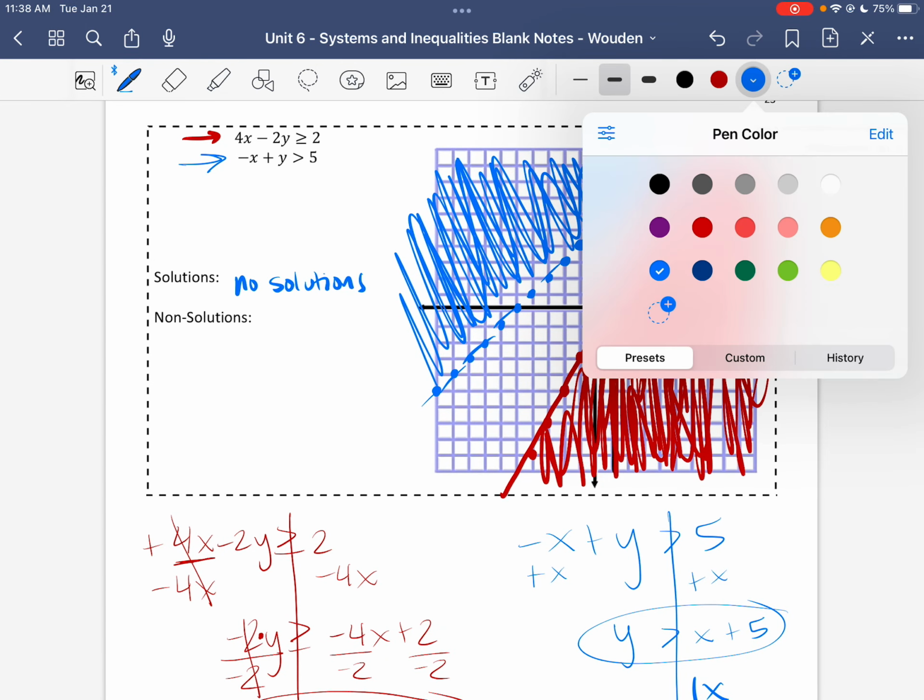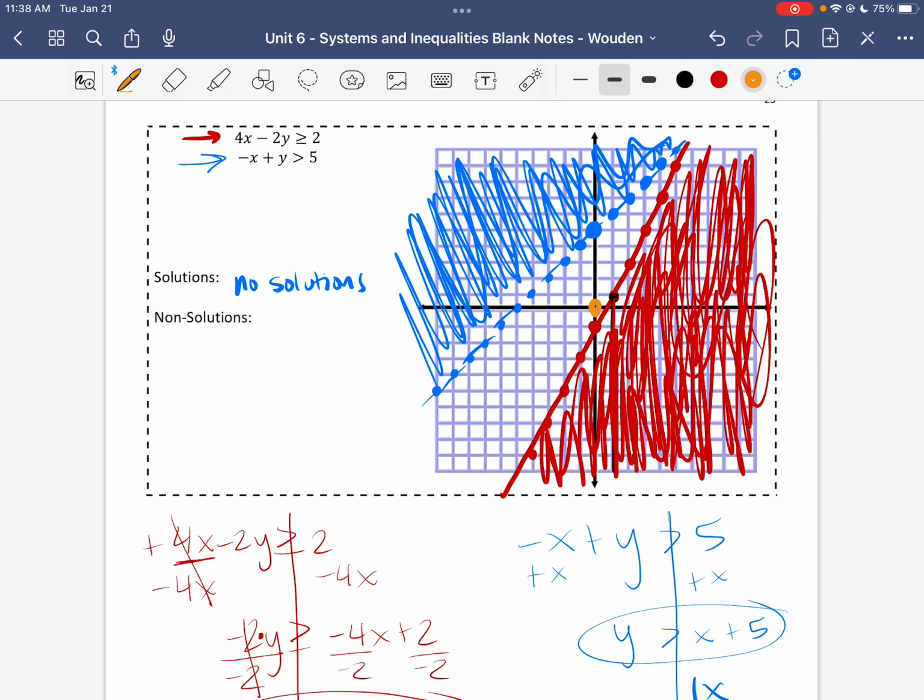So, I'm just going to do it in orange. Let's see. 0, 0. That's a non-solution. There's no overlap, okay? -2, -1. Not a solution. Let's see. 0, 2. Also not a solution because there is no overlap. So that would be my answer.